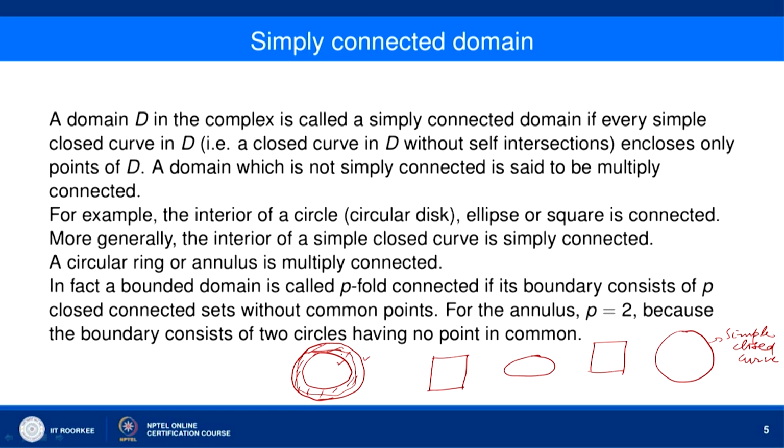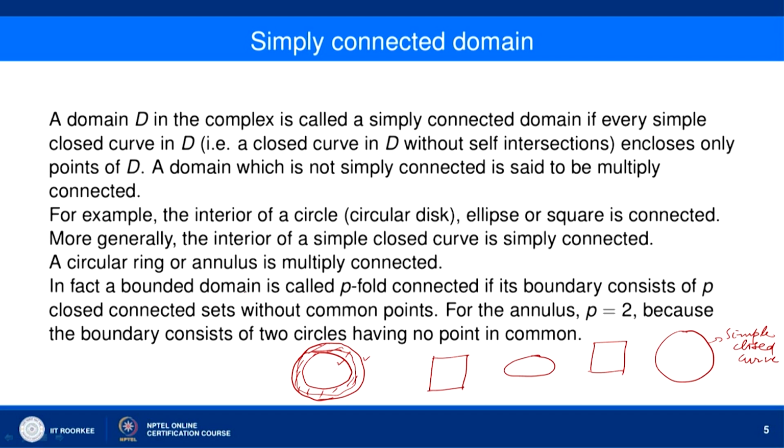Here you can see that if you take a closed curve in the shaded region and keep shrinking it, it cannot be shrunk to a point without leaving the domain. So, it is not a simply connected domain. There are two boundaries of this region, so this is called a doubly connected domain. A domain which has p boundaries will be called a p connected domain.